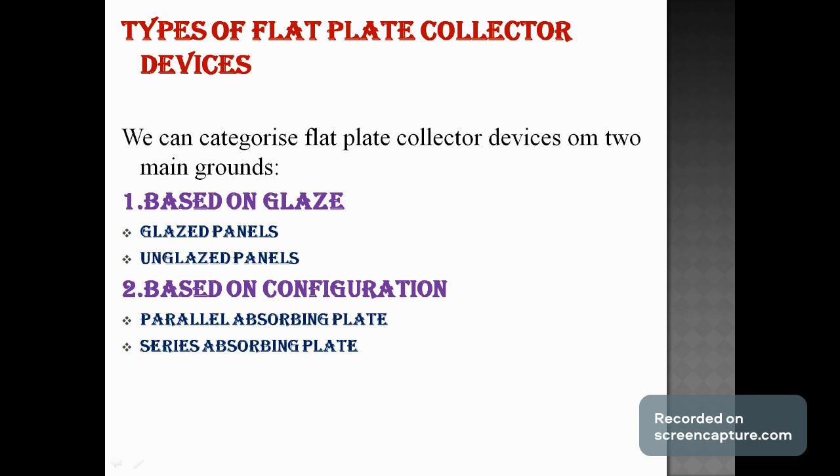Now we will see what types of flat plate collector devices we have. We have categorized FPC devices into two main groups, that is, based on glaze and based on configuration. Based on glaze, again we have two subtypes: glazed panels and unglazed panels. And based on configuration, we have two further subdivisions, which are the parallel absorbing plate and the series absorbing plate.